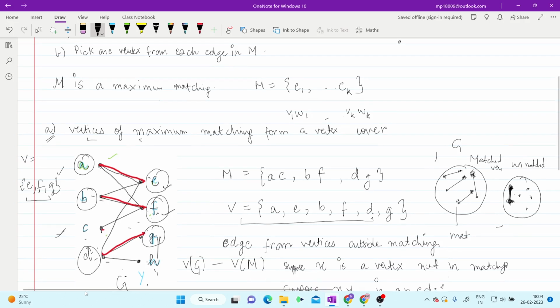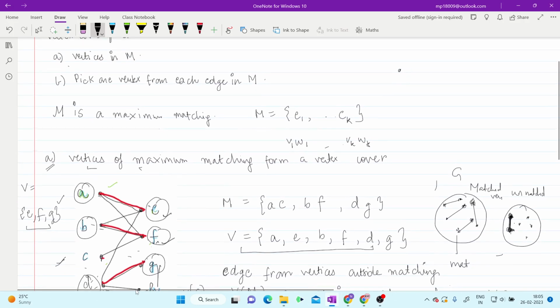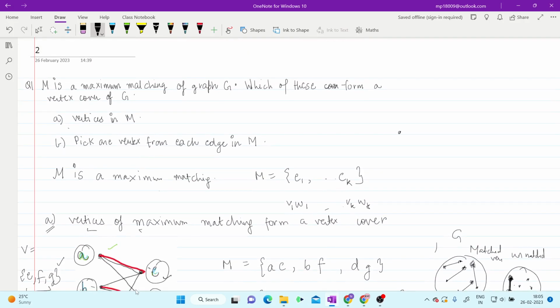Is it E, F, G forming a vertex cover for this graph? No. E, F, G. Why? H will be. The DH edge is not covered by these vertices, right? Yes, ma'am. So for B it is false. So for A it was yes, and for B we have seen that it is not always true.